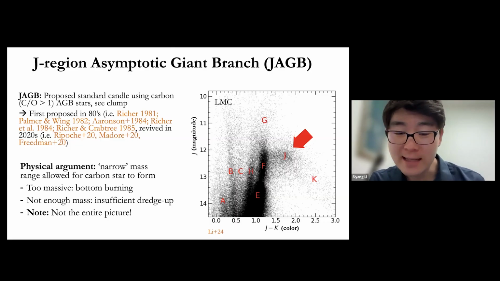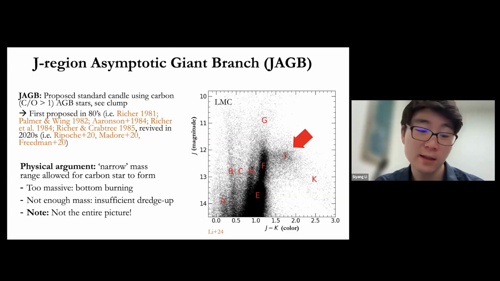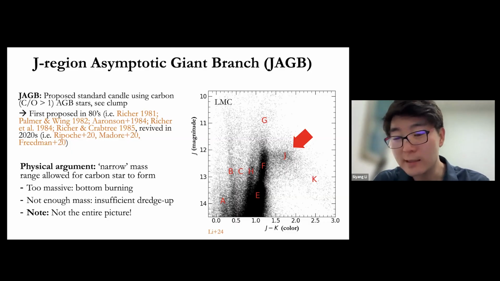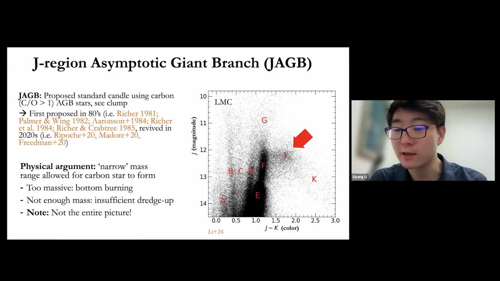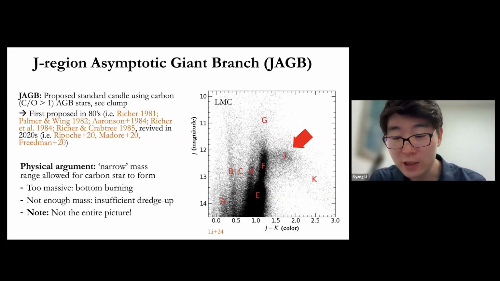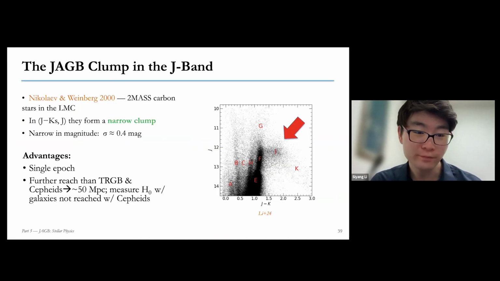And if there's not enough mass, the third dredge-up events are too insufficient to bring enough carbon to the surface of the star. So essentially, the idea is that as your star evolves, it has to have a mass that's just right in order for it to be a carbon star and live in this J region, and that constrained mass range then translates into a constrained luminosity range. Now, I will say that that is a very simplified picture. There are a lot of other considerations that we do see empirically, and I'll talk about that more later on.